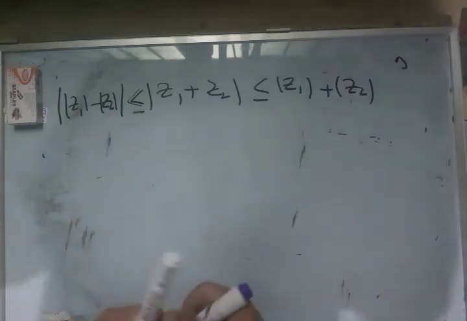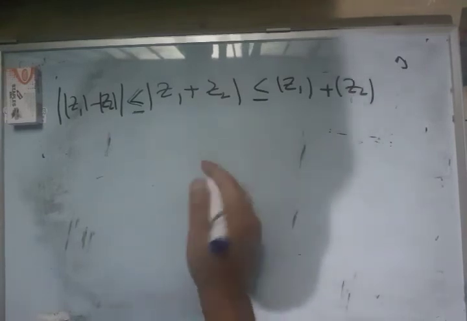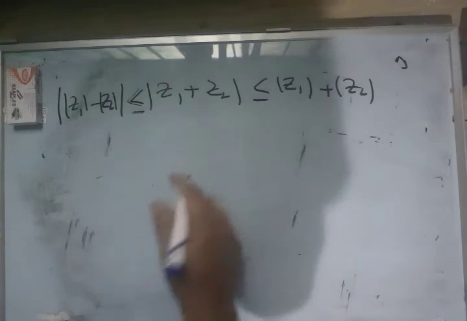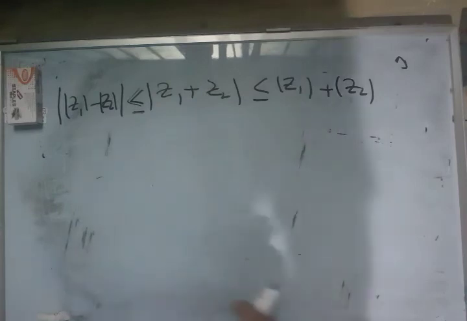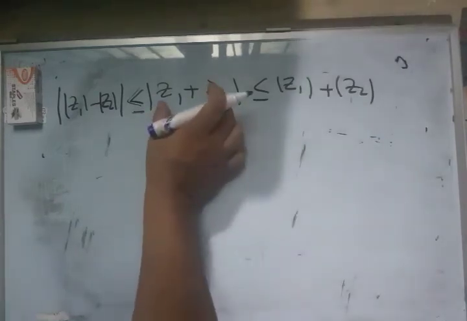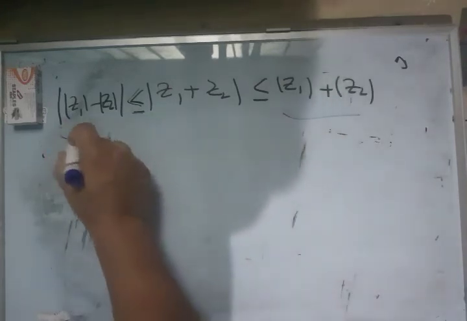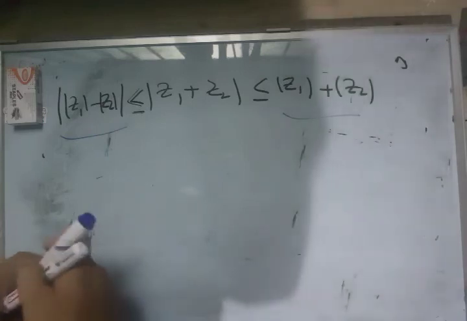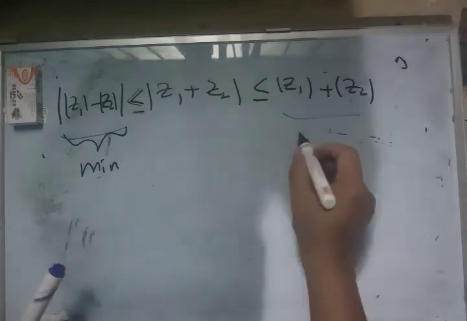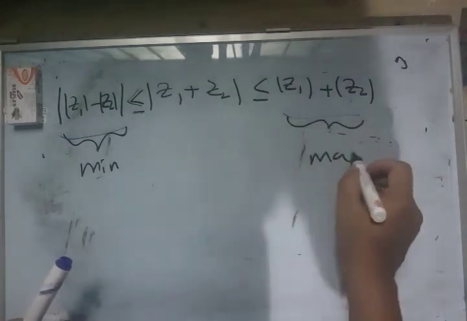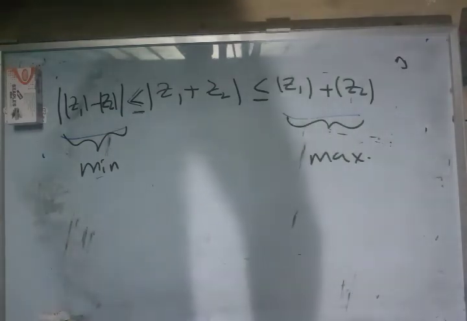Now the important thing that we can derive from this, and this point is very important, is that the modulus of the sum of two complex numbers has a maximum value and a minimum value. So this gives you the minimum value. This will give you the maximum value. This is what you have to remember. Now let's do an example.